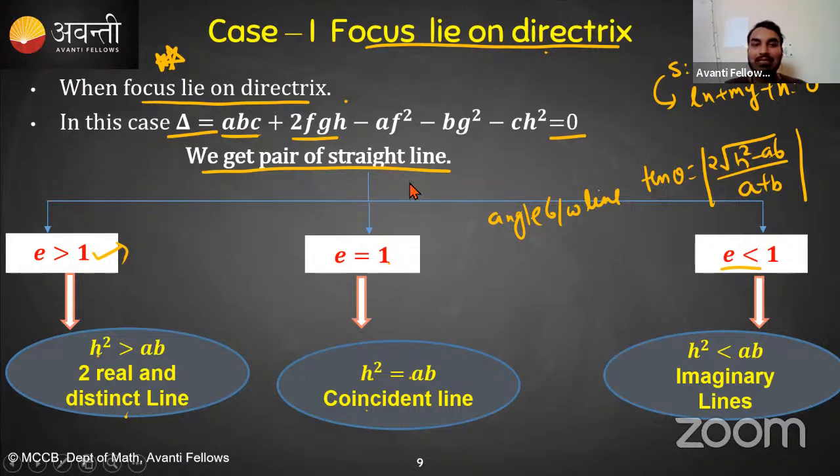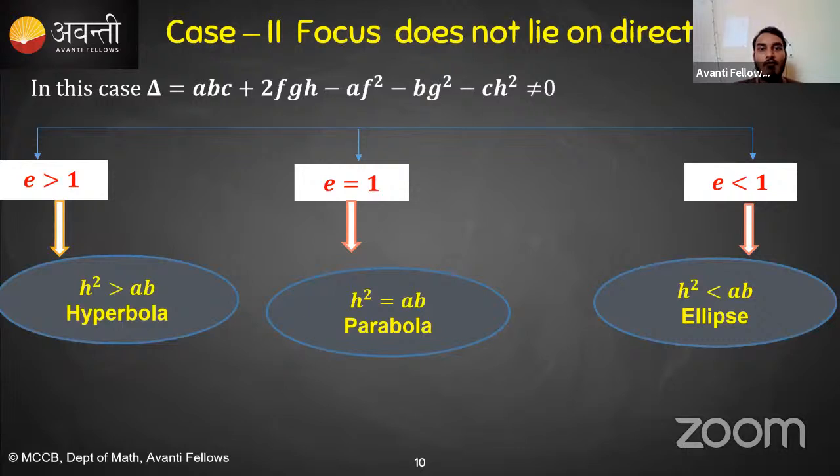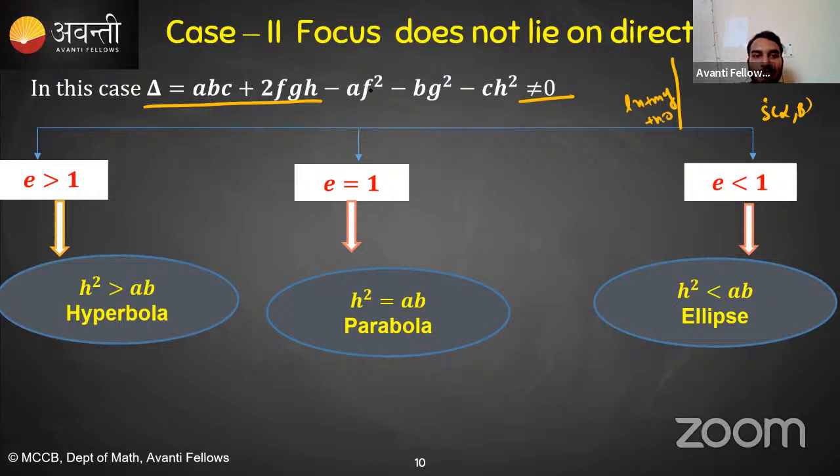Okay. So now the second case is when the focus does not lie on the directrix. This is the directrix Lx plus My plus n equal to 0, and this is the point focus alpha comma beta. So this point does not lie on this line. In that case we will say that delta, which is ABC plus 2FGH minus AF square minus BG square minus CH square, is non-zero. Clear? This is non-zero.